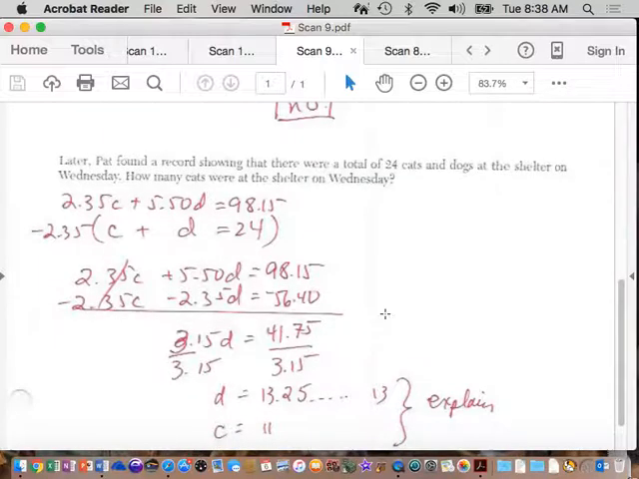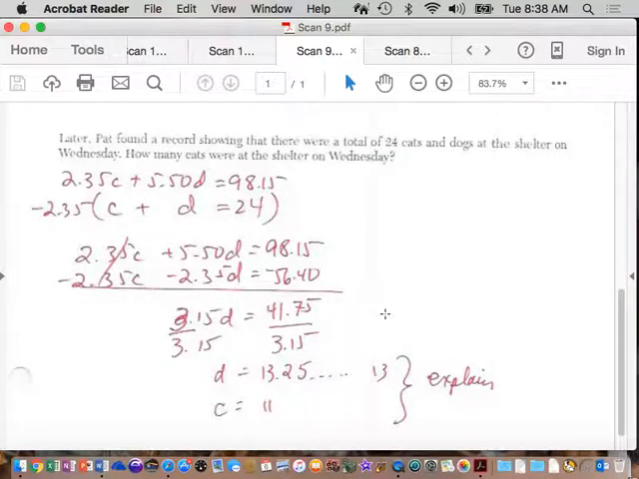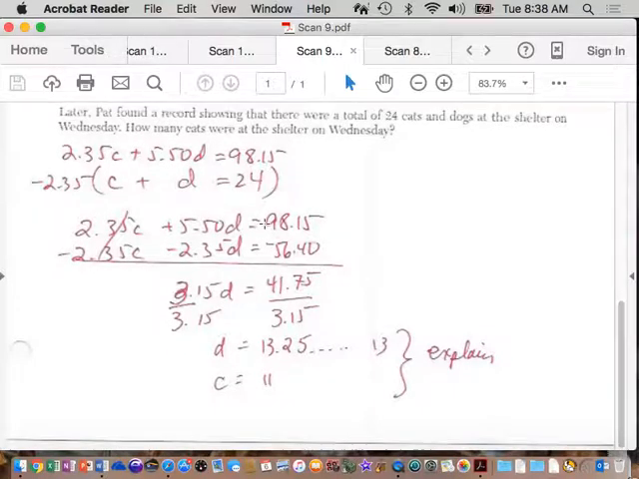Now we get into how many cats were there. And unfortunately, in changing these numbers, it didn't work out perfectly. So this is how we're going to grade it. If you tried to do the elimination technique and you tried to pair up a variable and you started doing it the right way, give yourself full credit for the rest of it. If you did not try to do that, give yourself no credit for the rest of it.